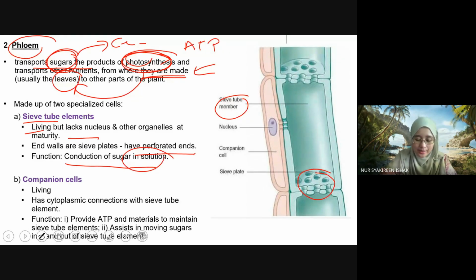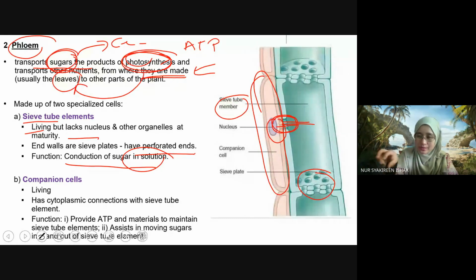Okay. And then we have companion cell. So these are companion cell. They are living. They have nucleus. Okay. Has cytoplasmic connection with sieve tube elements kan. So nampak, this is cytoplasmic connection. Apa dia? Plasmodesmata lah. Dan plasmodesmata. So this allows for the movement of substances across cells.